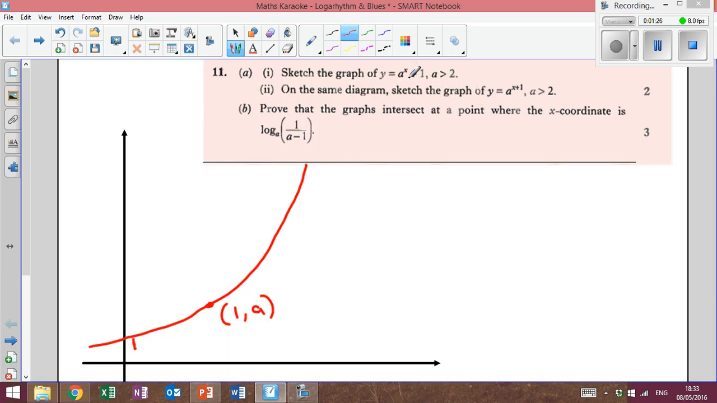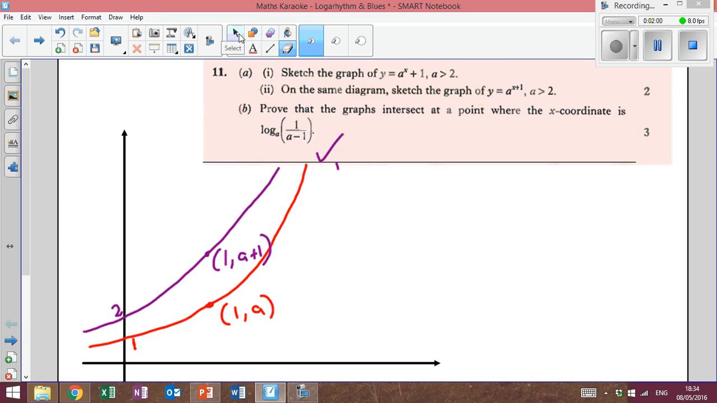Now what we're going to do is draw y equals a to the power x, plus 1. So it's going to be exactly the same graph, but it's going to have moved up one place. That point there is still going to be 1 across, but it's going to be a plus 1 up. This point here, instead of being at 1, is going to be at 2. So that's your first mark there, just for drawing that purple graph correctly.